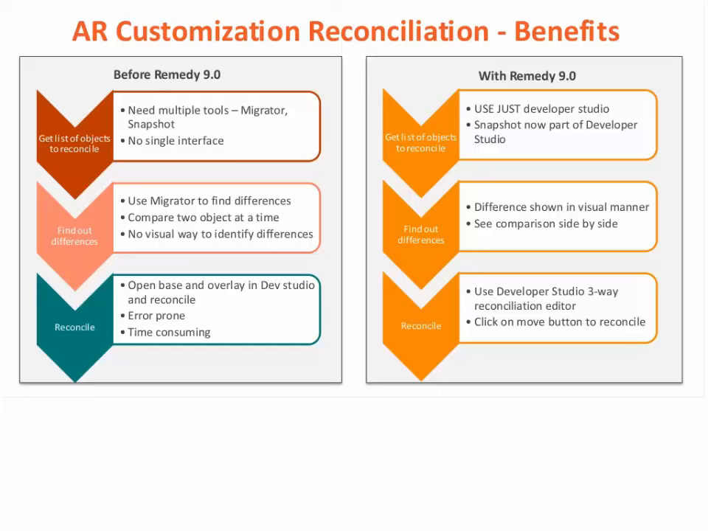So with 9.0, you just use DevStudio to get the list of objects to reconcile, because the snapshot is now part of the DevStudio. In order to find the difference in the object, you just use the DevStudio to show the differences in a visual manner, just like you have WinMerge and the KDiff difference tool for text. This is the difference tool for the AR system platform. And then in order to do the reconciliation, you use the same DevStudio reconciliation editor, and moving the change from your new definition to overlay is just a click of a button.